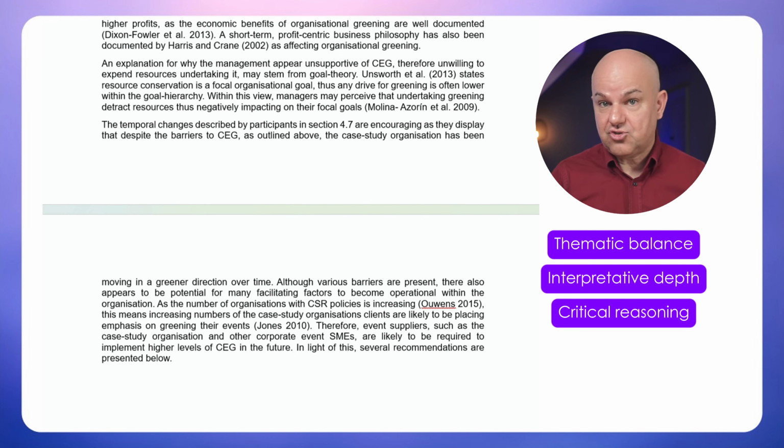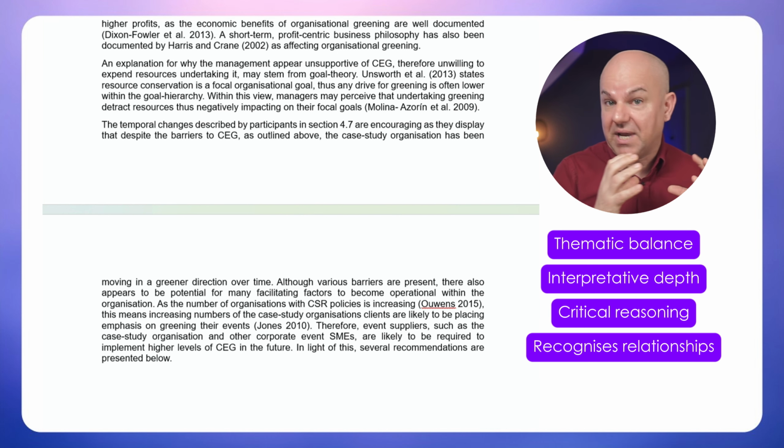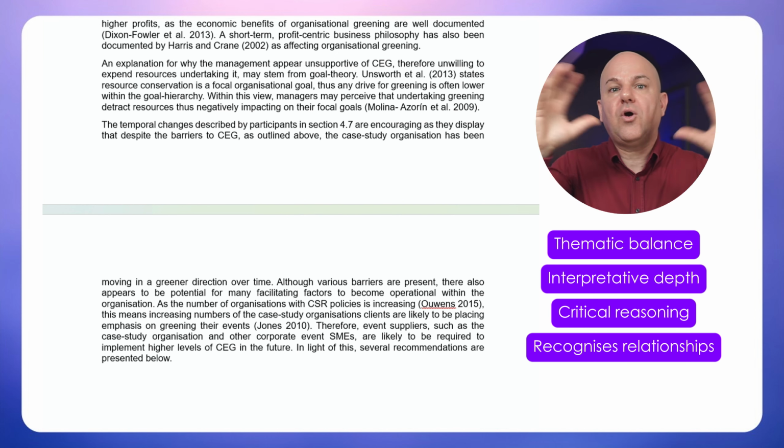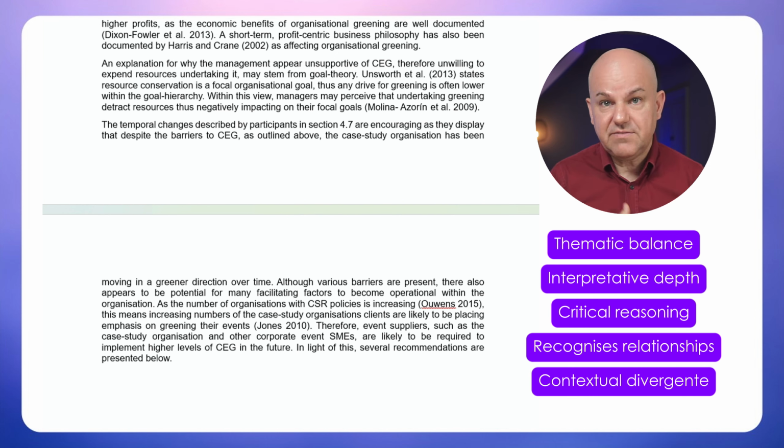When she demonstrates interdependence among themes, the student recognizes interrelationships between variables, and this indicates complex thinking and a more holistic perspective of the findings, what I call the big picture. And finally, it highlights contextual divergence, showing nuanced insights provided by the context of the research.